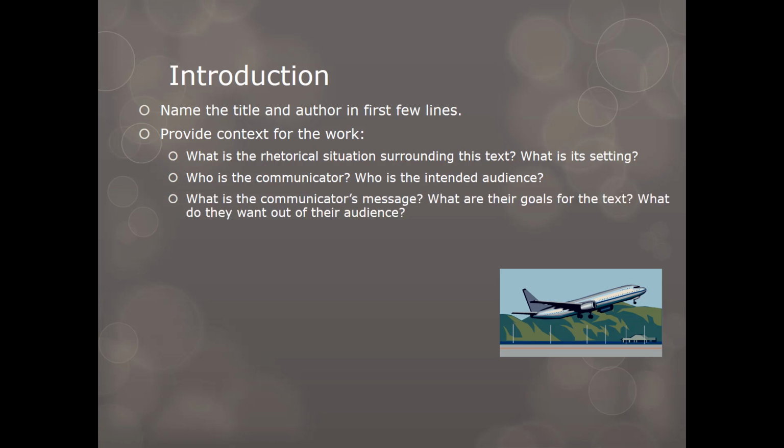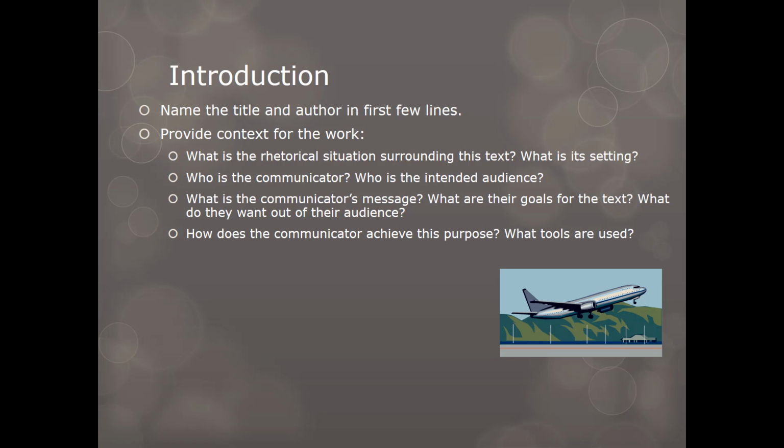What is the communicator's message? And what are their goals for the text? In other words, what do they want out of their audience? And how does the communicator achieve this purpose? What tools are used? You can think about these as what appeals are used or what strategies of the appeals.